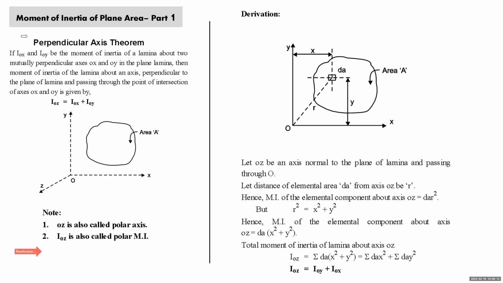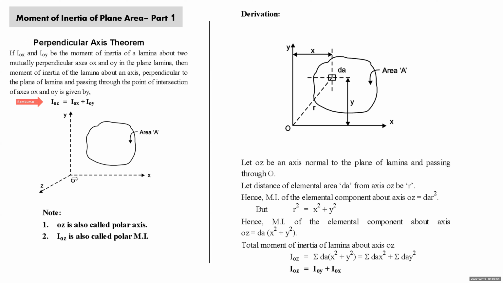Now we'll learn the perpendicular axis theorem. Now you have the lamina of area A. OX and OY are the two mutually perpendicular axes in the plane of the lamina. OZ is the axis which is perpendicular to the plane of the lamina and passing through the point of intersection of the two reference axes OX and OY. If moment of inertia of this lamina about axis OX is IOX, and moment of inertia of this lamina about axis OY is IOY, then moment of inertia of this lamina about axis OZ, which is perpendicular to the plane of the lamina and passing through the point of intersection of these two axes, IOZ, is equal to IOX plus IOY. Hope you understand it.